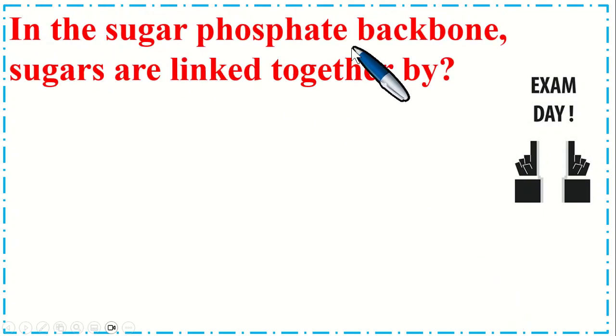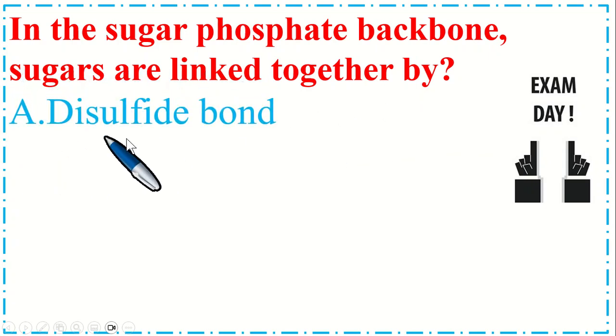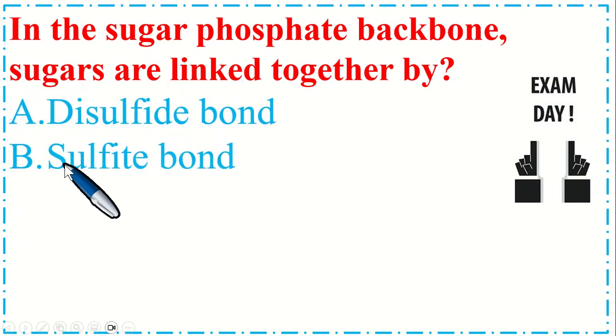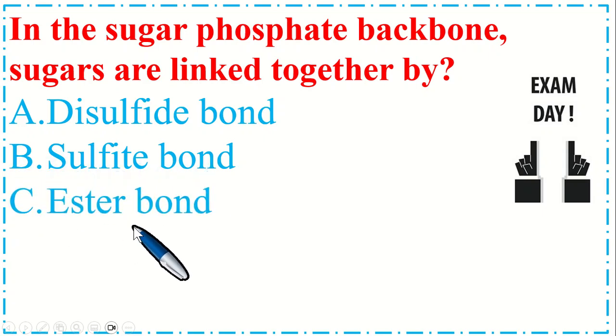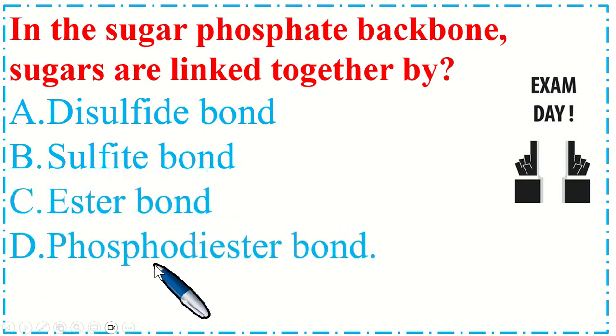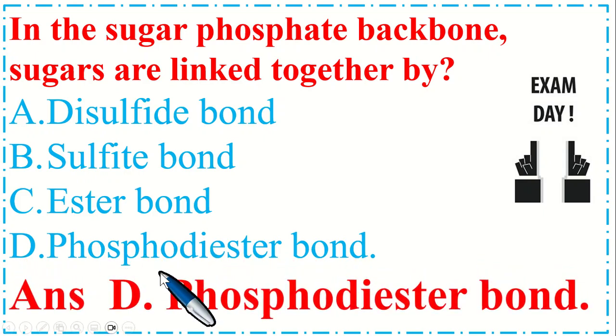In the sugar phosphate backbone, sugars are linked together by option A, disulfide bond, B, sulfide bond, C, ester bond, and option D, phosphodiester bond. So the correct option is D, phosphodiester bond.